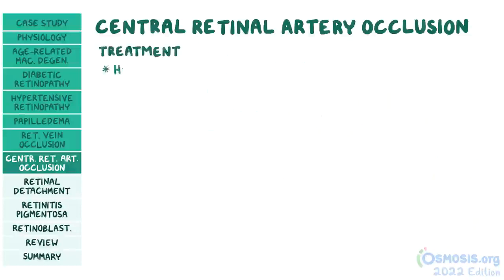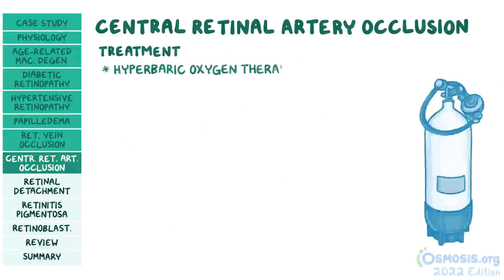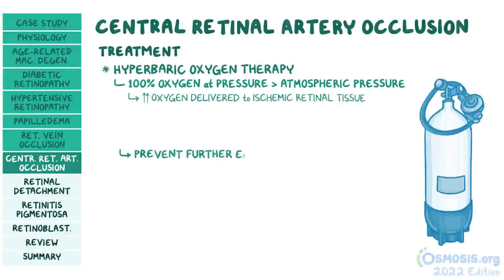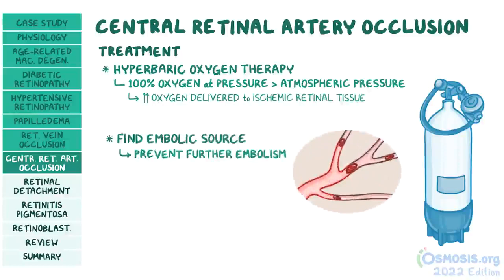Treatment may include hyperbaric oxygen therapy, which involves the inhalation of 100% oxygen at a pressure that's higher than the atmospheric pressure. The purpose of this is to raise the amount of oxygen delivered to the ischemic retinal tissue. Finally, to prevent further embolism, it's also important to find the embolic source.